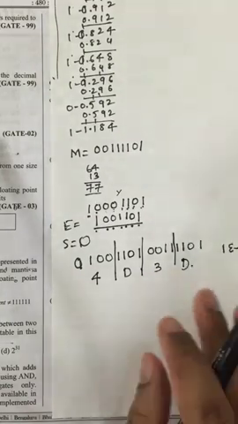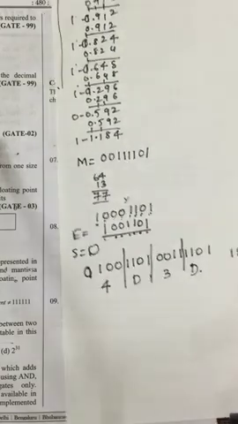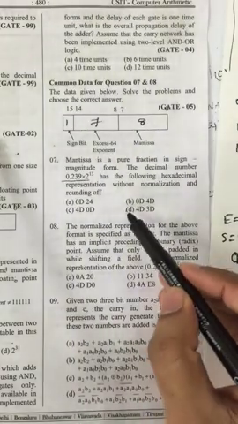So 4D, 3D is the number which is representing that one. Got it? So the answer is D.